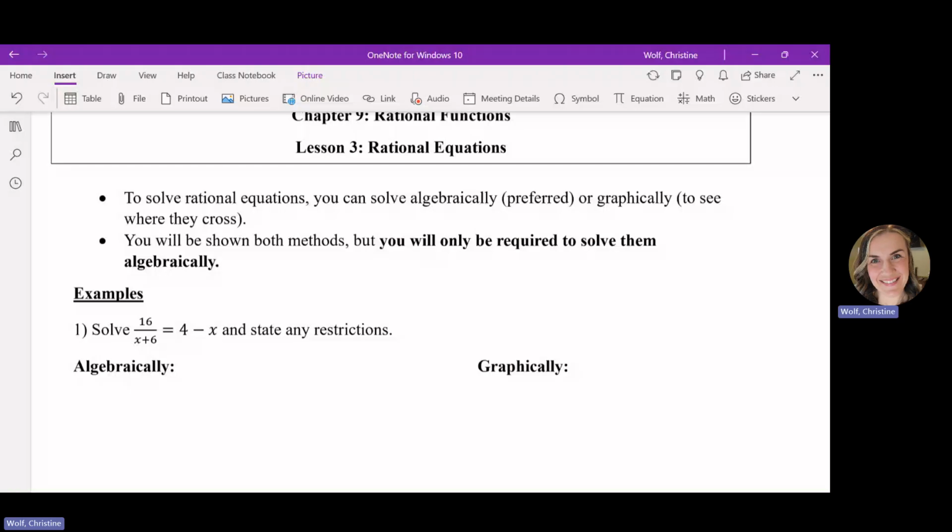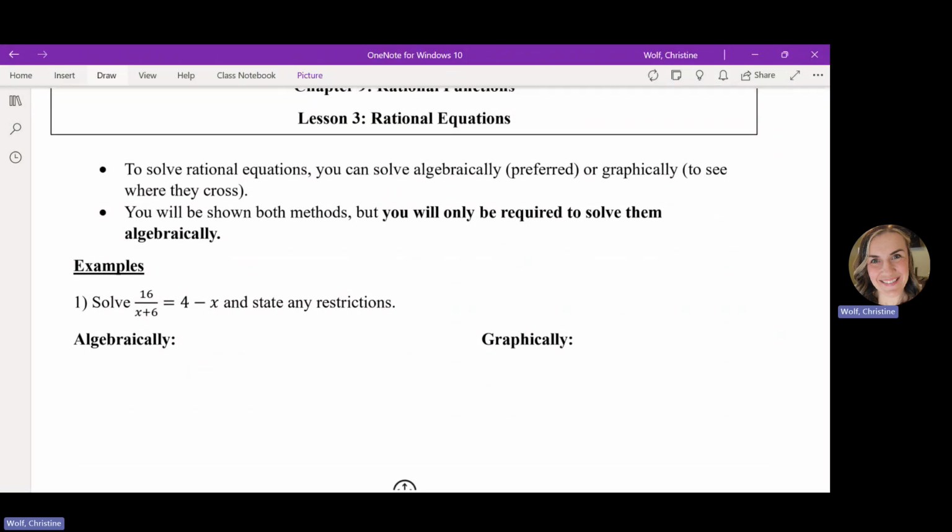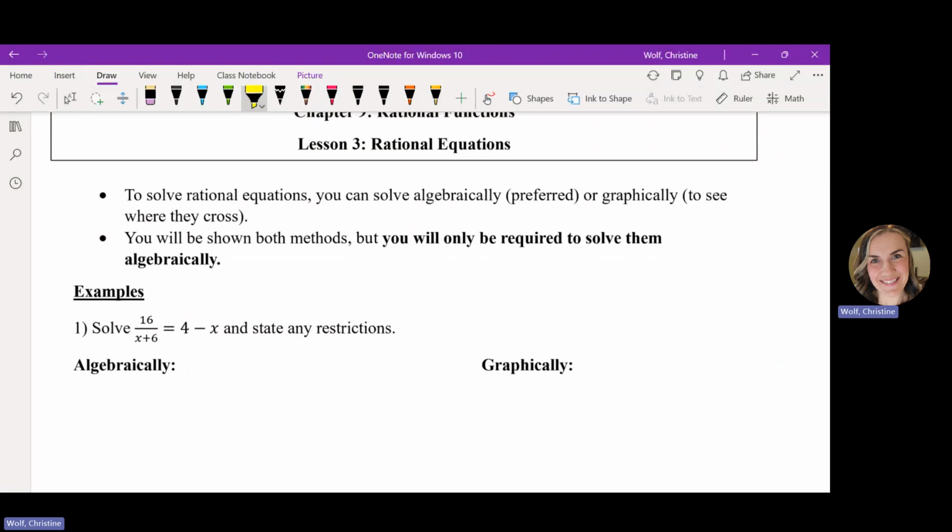We are not going to be graphing them today. We're going to be solving equations. There are two ways in which you can solve these equations. You can solve them algebraically, which is just with basic math, which you all know how to do, and you'll see that that's preferred. It is much easier than the other option, which is solving it graphically.